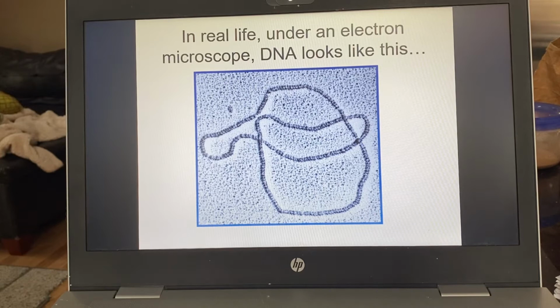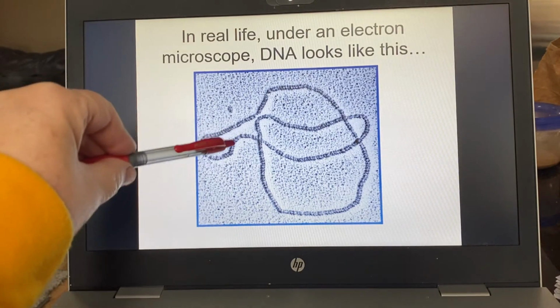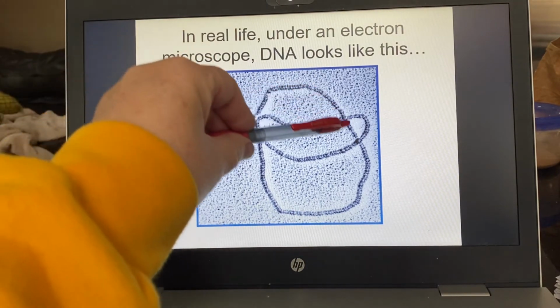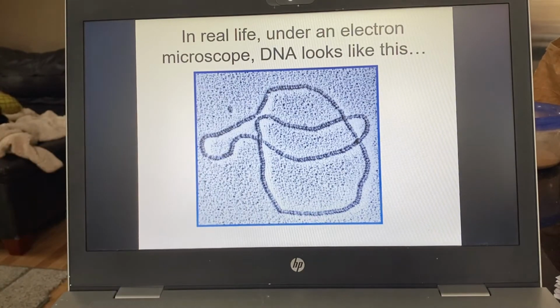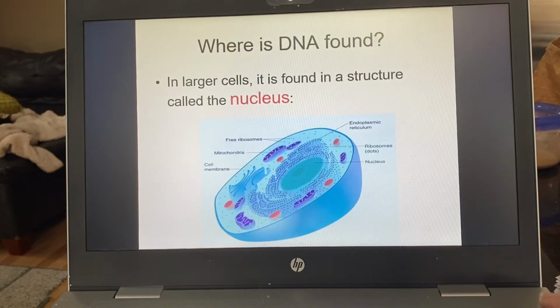In reality, if we look at DNA under an electron microscope, of course, it's not that pretty. So this is a bacterial chromosome. So this is DNA isolated from bacteria, sorry, speaking in opposites there. And you can see it has this banded appearance, but it's not pretty like the previous photo that I showed you. But that's what DNA looks like under a microscope.